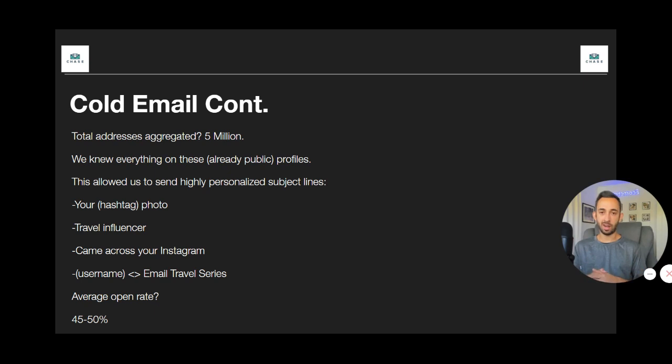And again, these netted us near 45 to 50% open rate, which meant for every 2 people that we sent it to, 1 person would open it. And we were sending hundreds of thousands and millions of emails. So we were getting hundreds of thousands and millions of email opens every single week, every single month, every single quarter, depending on our frequency.